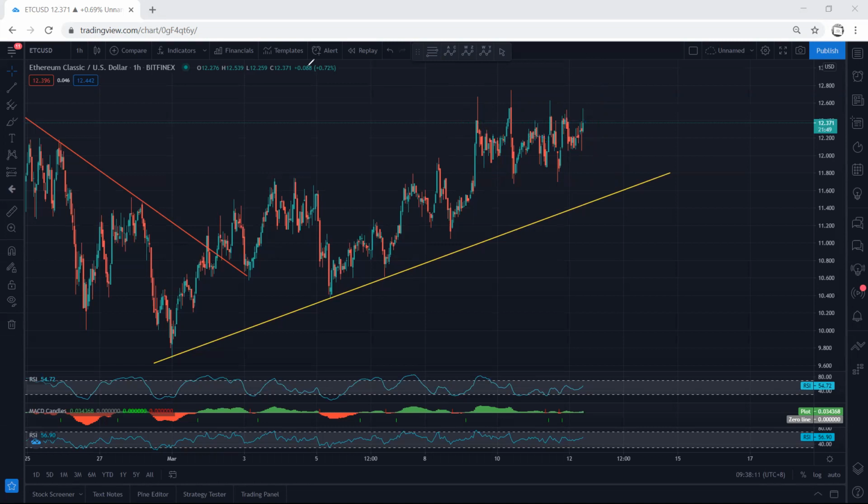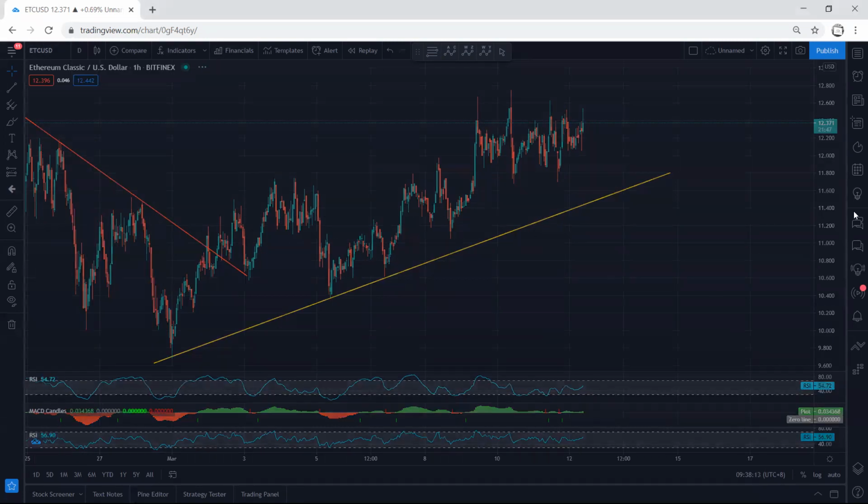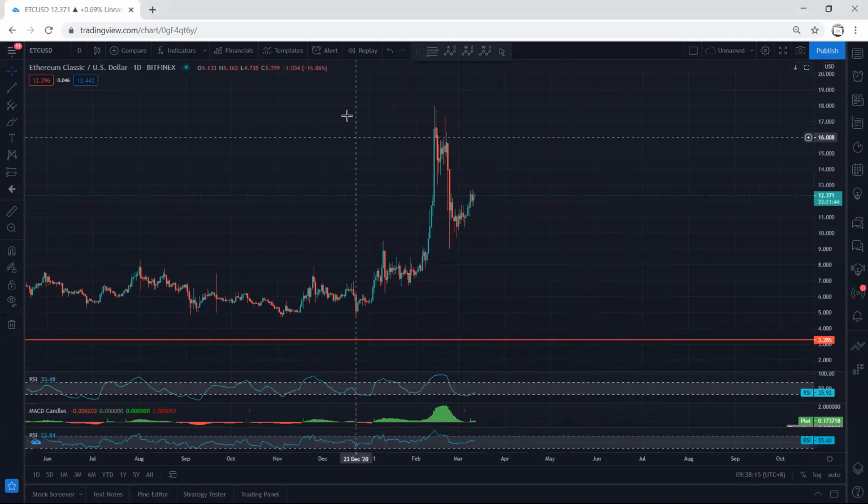Now in this case we move to the higher time frame, the daily chart. As we can see, based on the daily chart, we have been within this down move, and no one can say whether this is the start of the up move or not. And simply we can see here we have a correction.